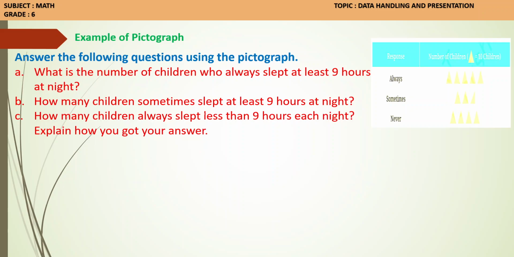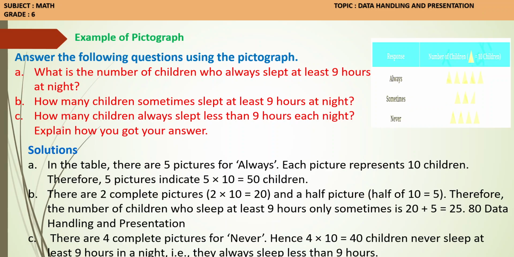The same previous questions we have written here. What is the number of children who always slept at least 9 hours at night? At least 9 hours means always, right? So in the table, the 5 pictures represent always. Each triangle represents 10. So 5 into 10 is 50. The answer is 50 children always slept 9 hours.